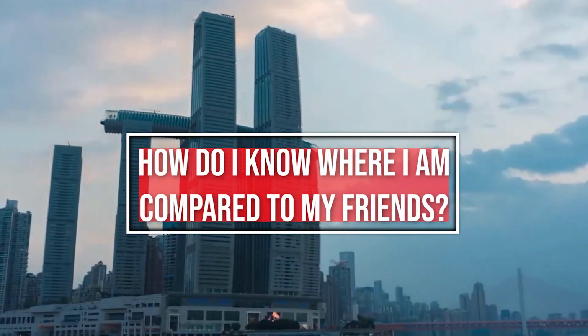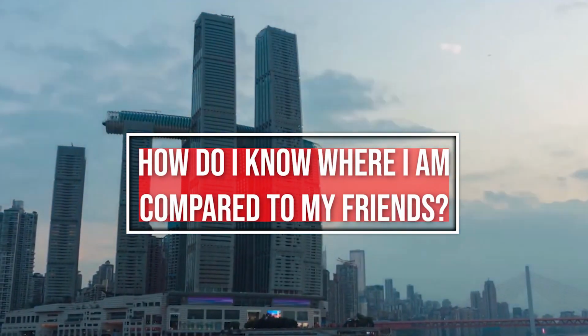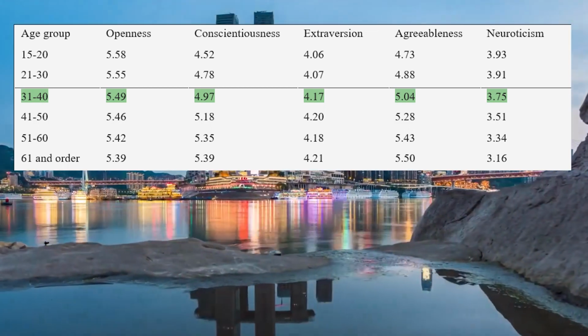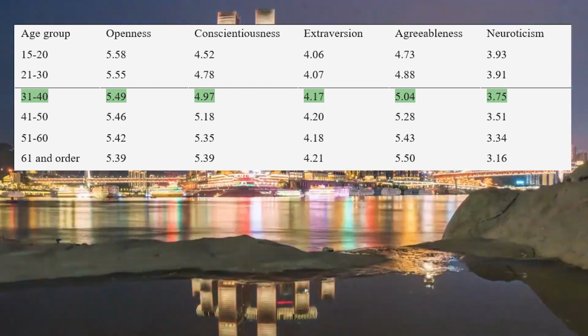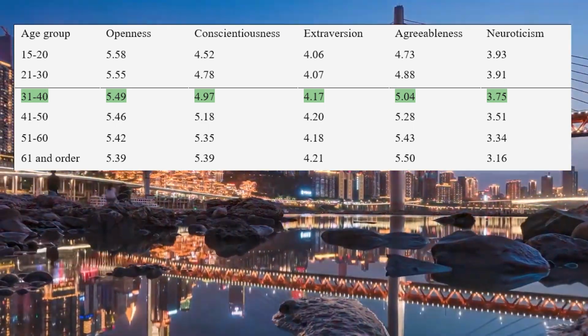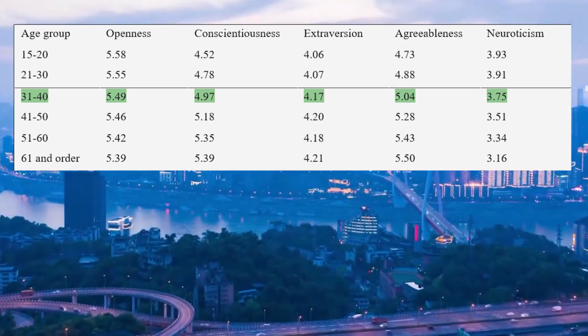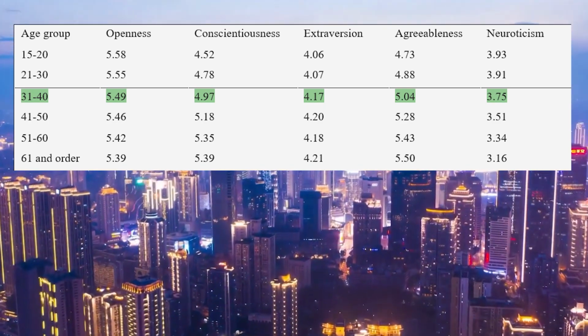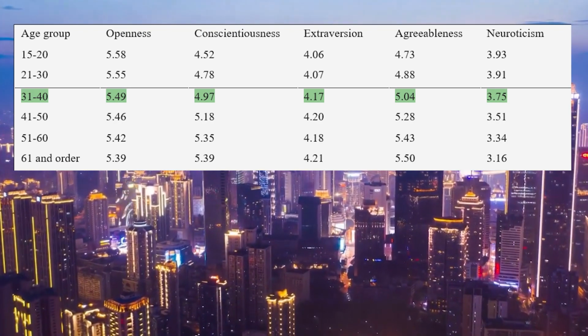How do I know where I am compared to my friends? By surveying a large amount of people, we can find out the norm for each age and gender group that you can compare yourself with. For instance, if you're between 31 to 40 years old, the norm for female is openness at 5.49 with standard deviation of 1.18. Conscientiousness at 4.97 with standard deviation of 1.41.